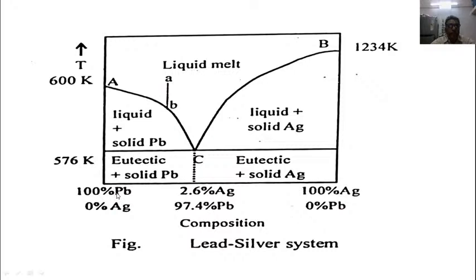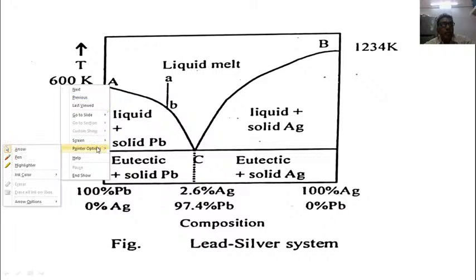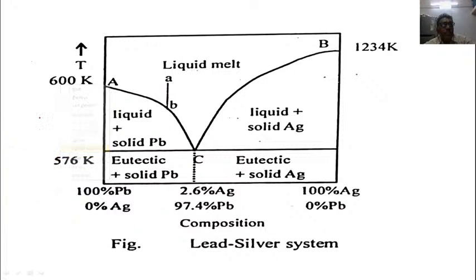100% lead is here on the left hand side. 100% silver is here on the right hand side. On the left hand side, 0% silver. Okay. So 600 Kelvin, it is the melting point of the lead.